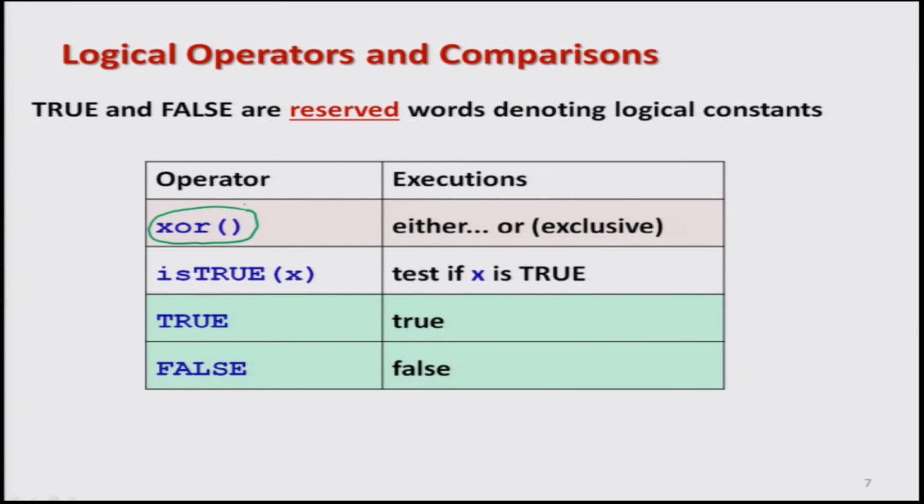Similarly, there is another statement isTRUE, and inside the bracket, say for example, if there is a variable x, then it is actually testing if x is true or not. That we already have used, but I am just repeating it for the sake of completeness. And TRUE and FALSE, these are the two words which are written in capital, indicating whether the statement is true or false respectively.